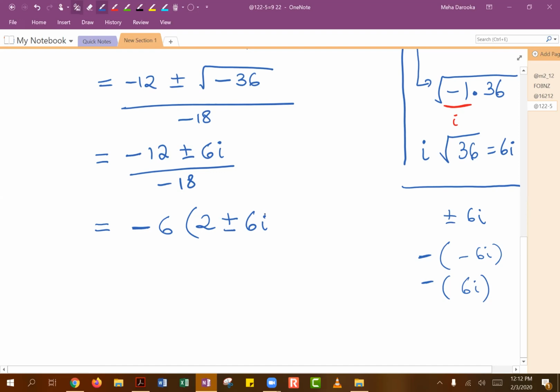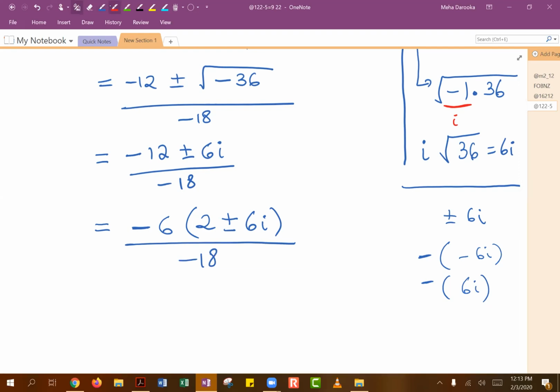So honestly, bringing that negative sign out here helps us make this first number into a positive, but the plus or minus 6i will still end up staying plus or minus 6i. So that will not change. It's just whichever was the positive has now become negative, and which one was the negative has now become positive, but I still have both of them in there. And then I still have my negative 18 on the bottom.